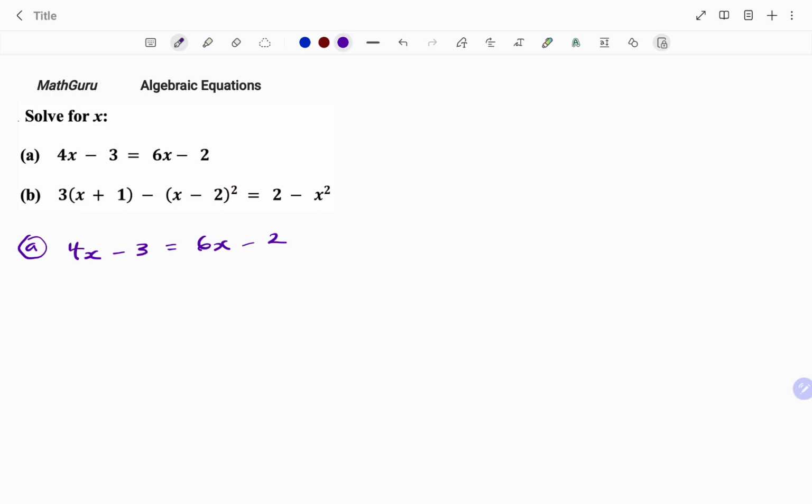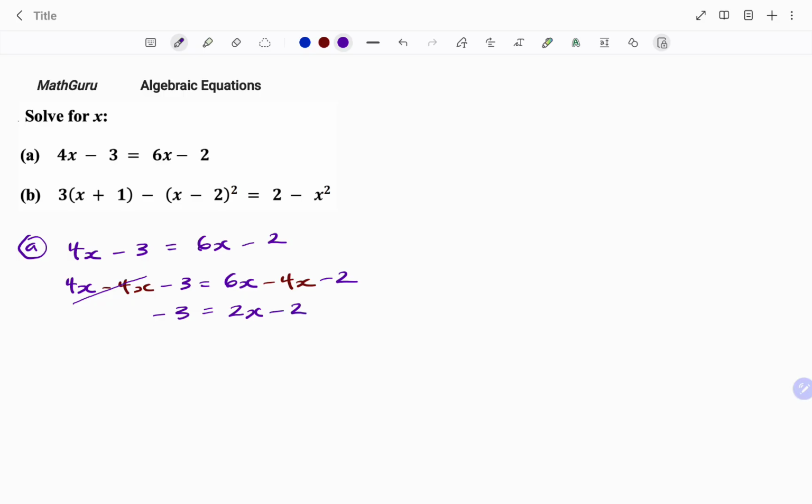So I have on my left hand side 4x minus 4x minus 3 equals 6x minus 4x minus 2. On my left hand side, I have 4x minus 4x. That's 0. Notice that in the balance method, whatever you do on your left, you do on your right. I'm left with minus 3, and then 6x minus 4x, 2x minus 2.